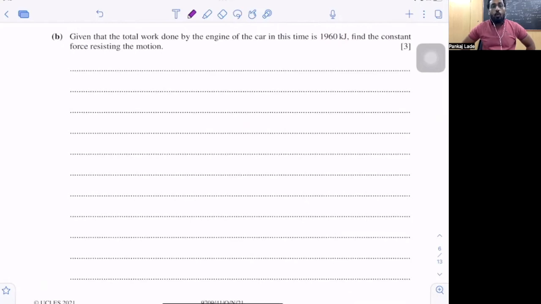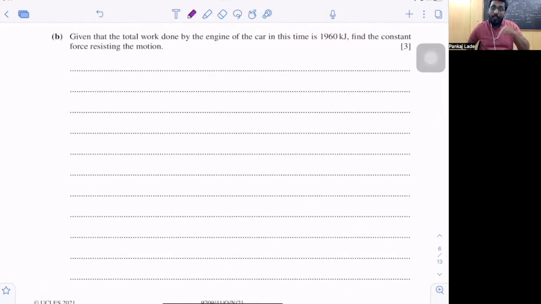Now, given that the total work done by the engine of the car in this time is 1960 kilojoules, find the constant force resisting the motion. Try and understand the question, students. What is it saying? Now, why is the car in motion? Are you pulling the car? Is somebody else pulling the car? Isn't it? So you want to understand this question. Why is the car in motion? The car is in motion because of the power that is generated by the engine into that car, isn't it? So that engine is doing some work to generate that power.